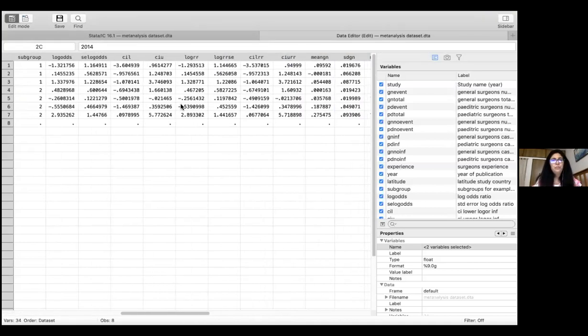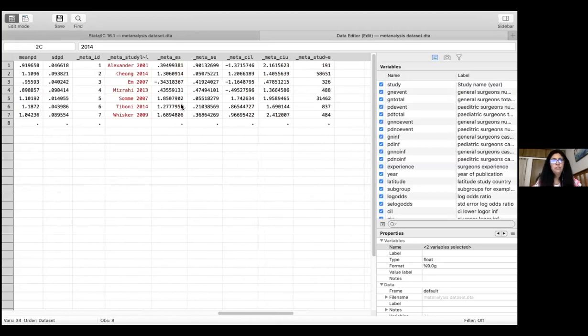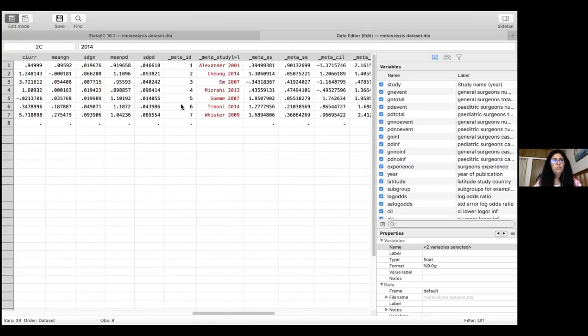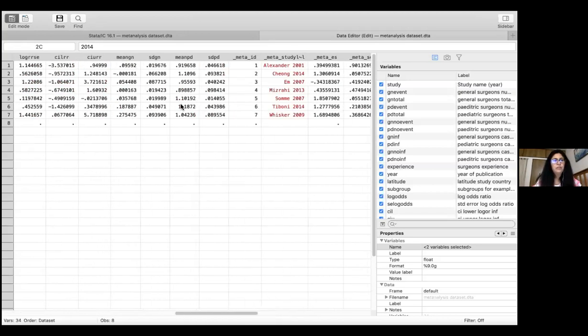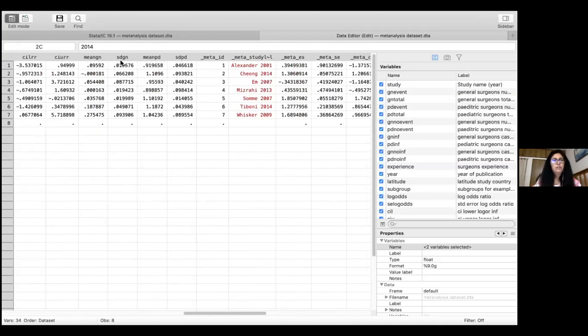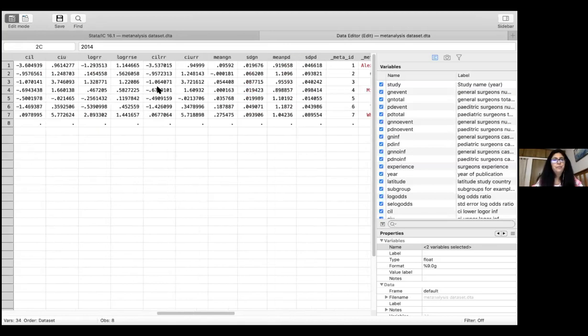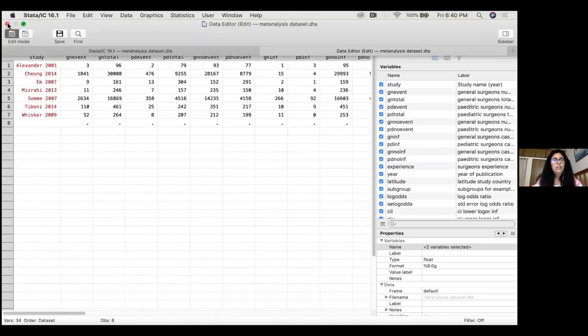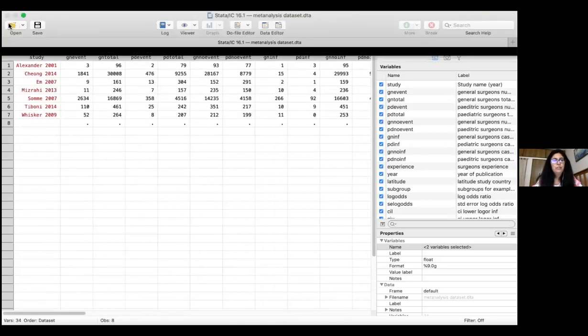And if you have means and standard deviations also, you can enter them here like mean GN, SDGN, mean PD, SDPD. This is just fictitious data. So this is how you can have your variables for your study, right? Then you have to declare your data to be meta-analysis data.